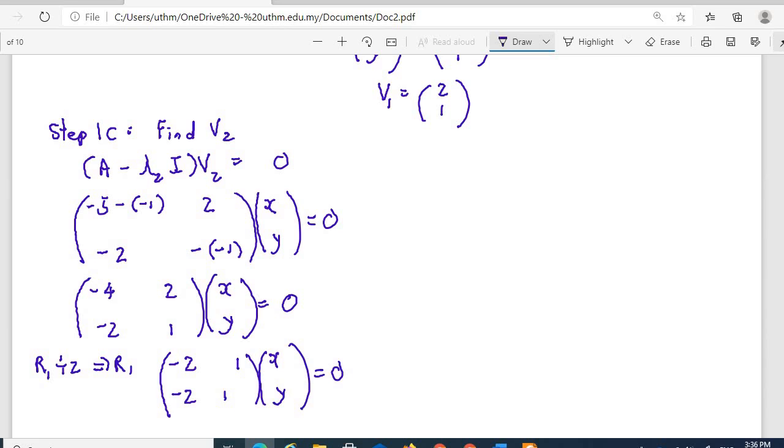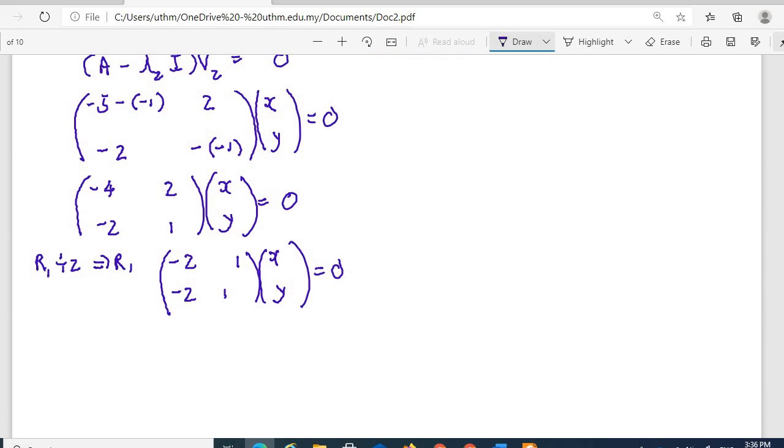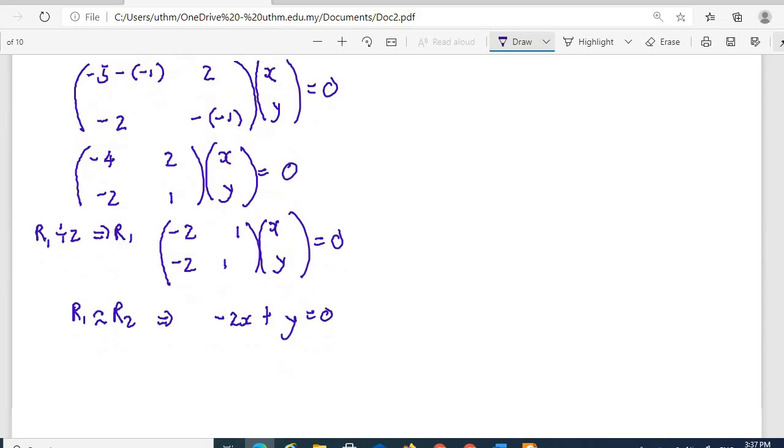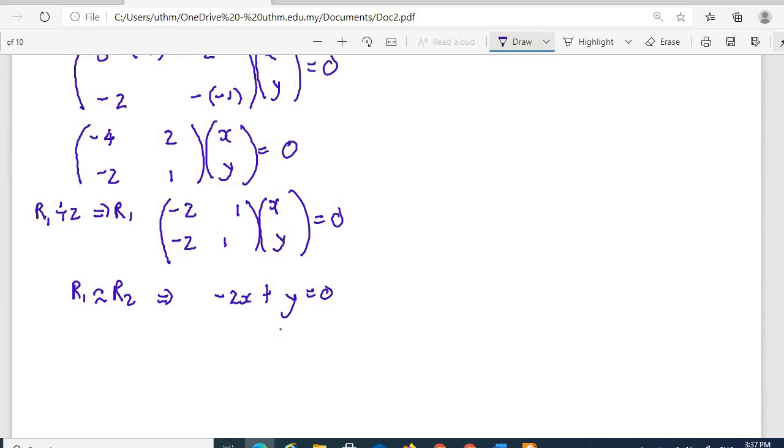So again, you can see row 1 is equivalent to row 2. It means two unknowns, but you are left with only one equation, which is negative 2x plus y equal to 0. That's why you got infinitely many solutions. So in this case, y equals 2x. So we let x equal to s, then y will be equal to 2s.